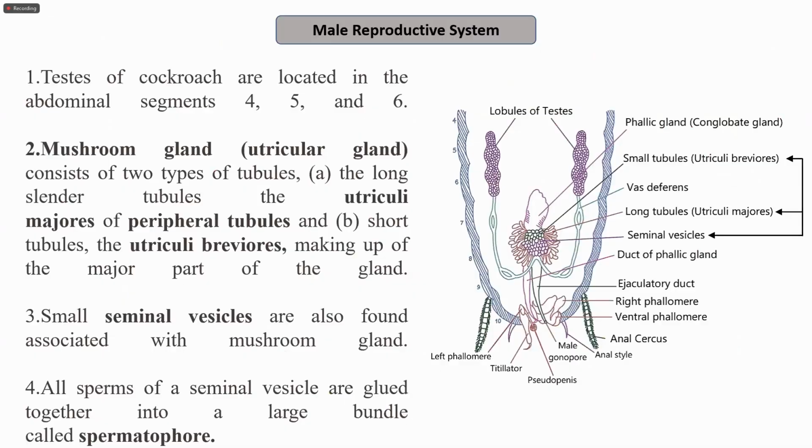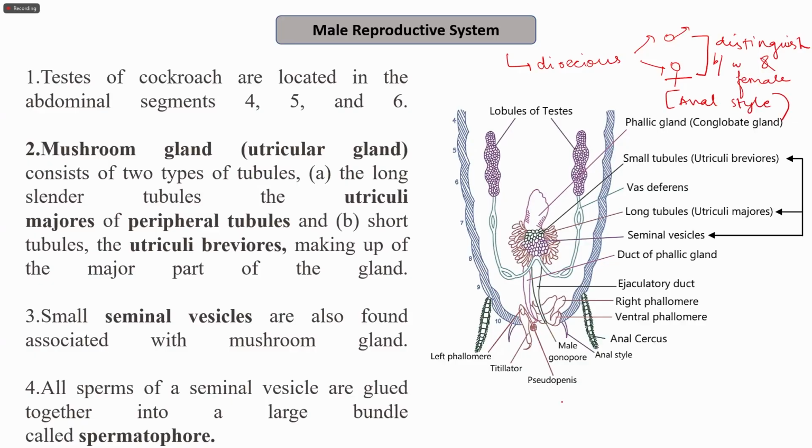The next organ system is the reproductive. So we know that cockroaches are dioecious. What do we mean by dioecious? That is, they have separate sexes, male and female are separate. Also, we can distinguish between male and female, as we have discussed, by the presence of anal styles. Anal styles are present only in males, absent in female cockroaches.